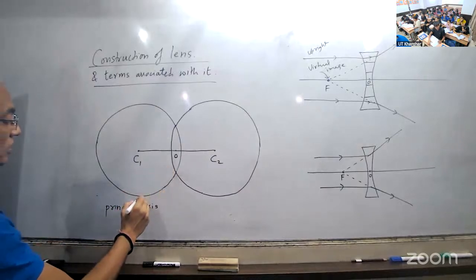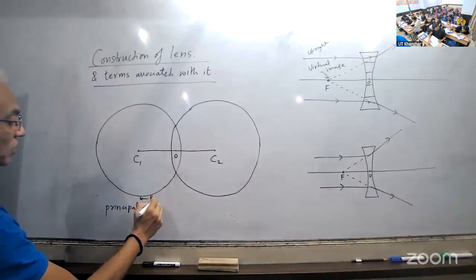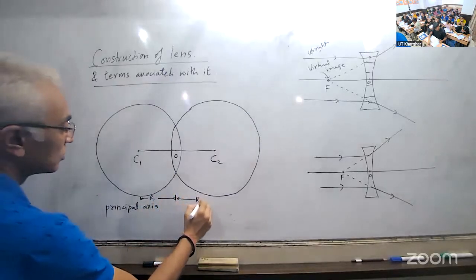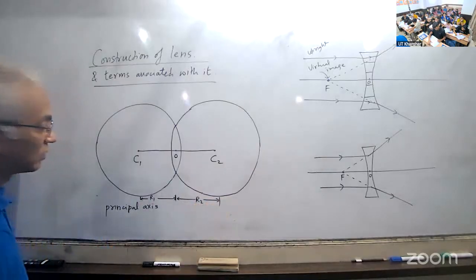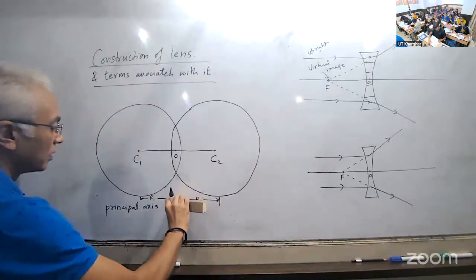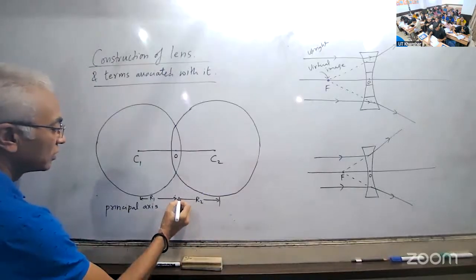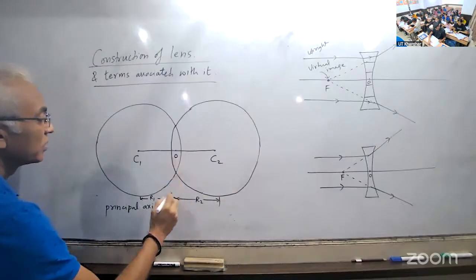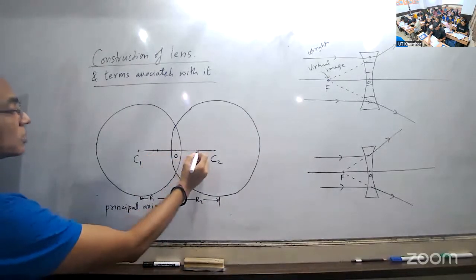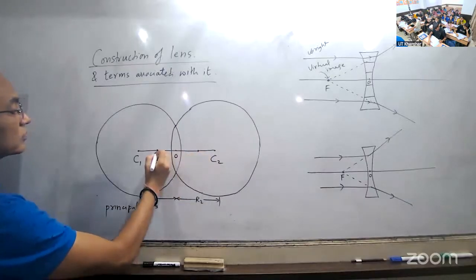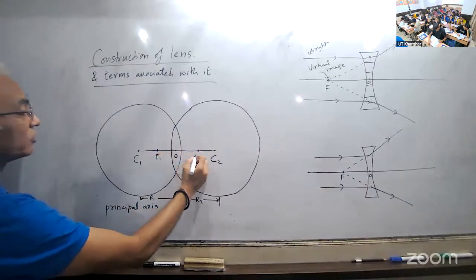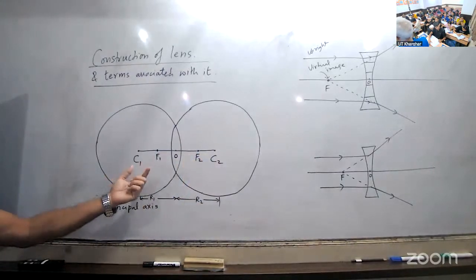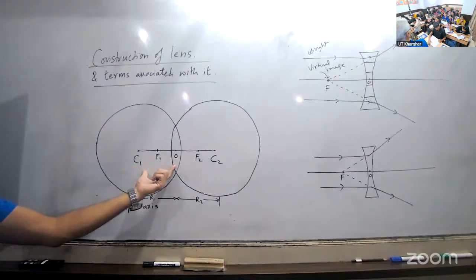And this distance is the radius of curvature R1, and there are two radii of curvature. And you know what the focal point is? Half of the radius of curvature, isn't it? So you will have two focuses here, F1 and F2. So what is focus? It is half of the radius of curvature.